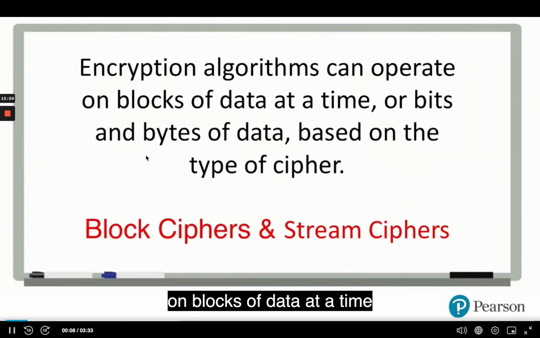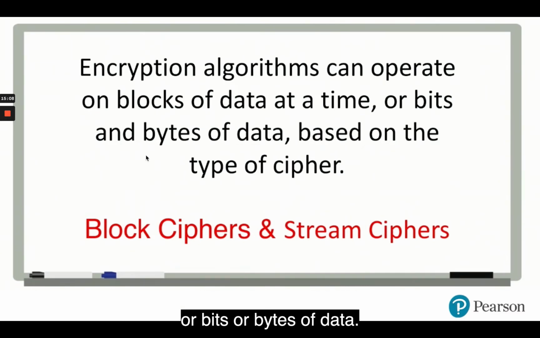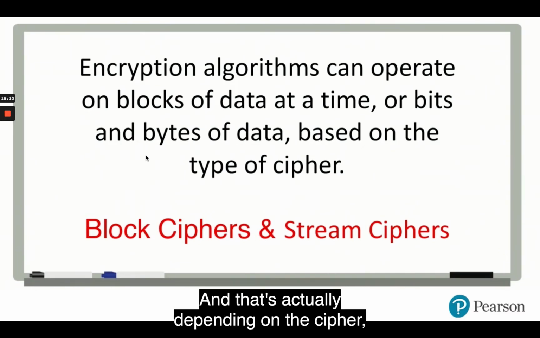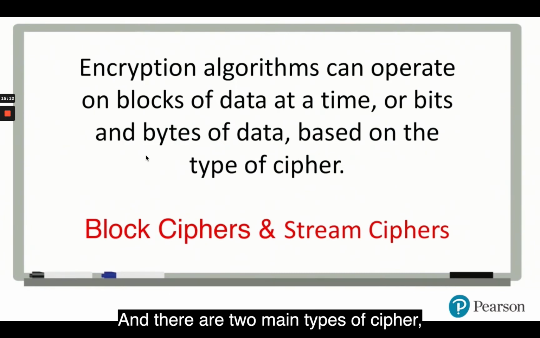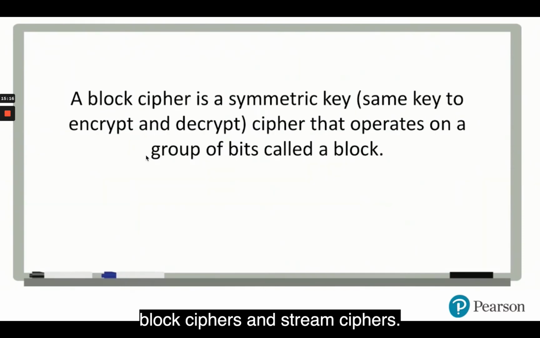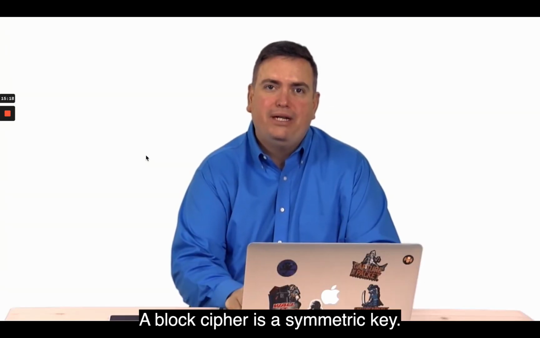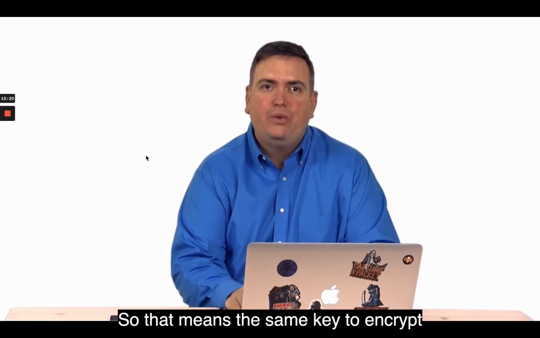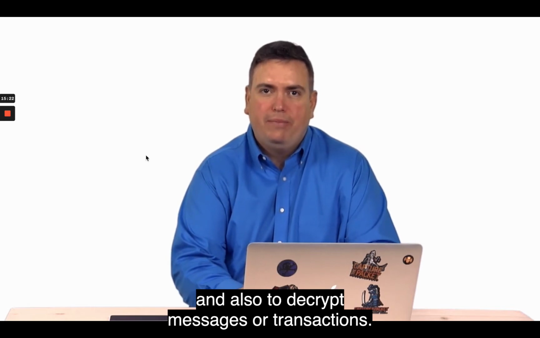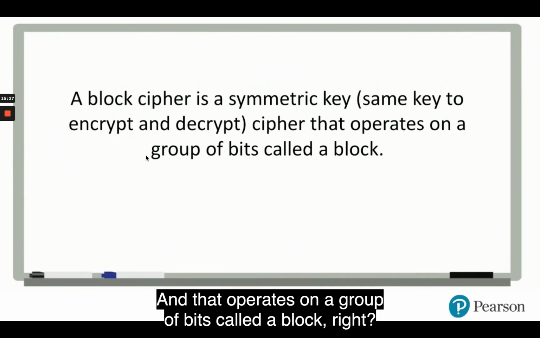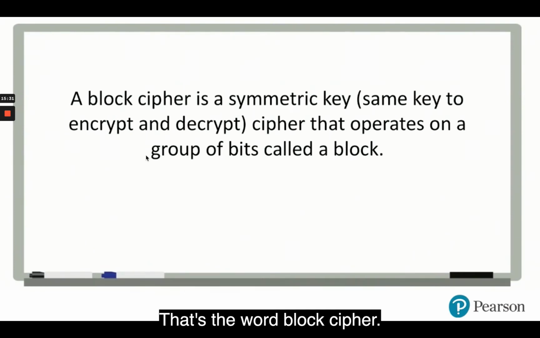Algorithms can operate on blocks of data at a time, or bits or bytes of data, and that depends on the cipher or the type of cipher. There are two main types of cipher: block ciphers and stream ciphers. A block cipher is a symmetric key cipher, so that means the same key to encrypt and also to decrypt messages or transactions. And that operates on a group of bits called a block, right? Thus the word block cipher.